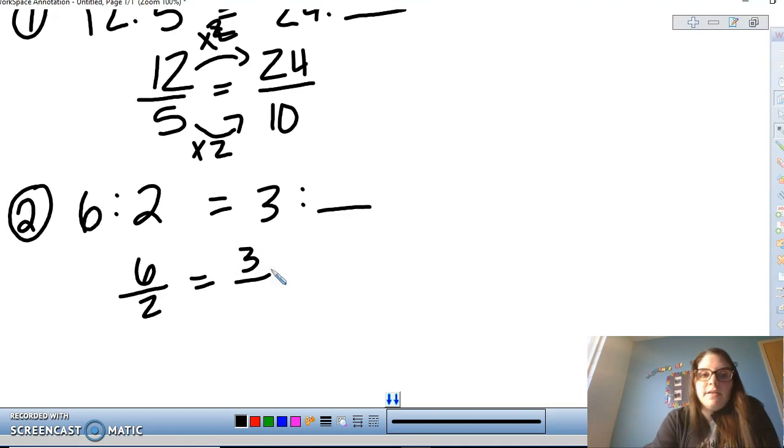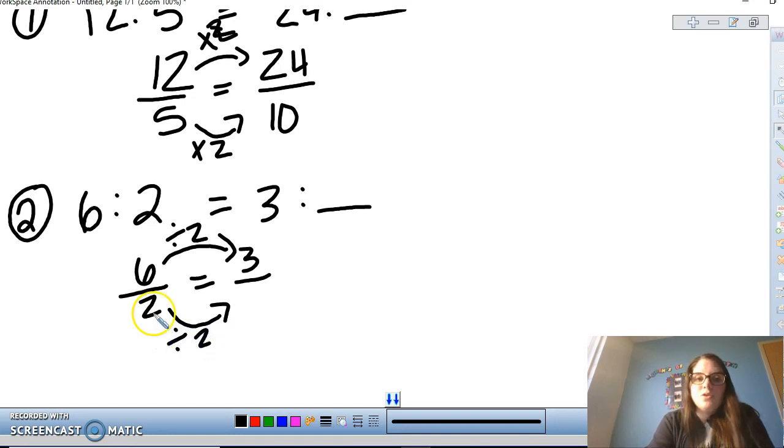So to get from 6 to 3, we have to divide by 2. So to get from 2 to whatever we're missing, we need to divide by 2. So 2 divided by 2 would be 1. All right, so these would be equivalent ratios.